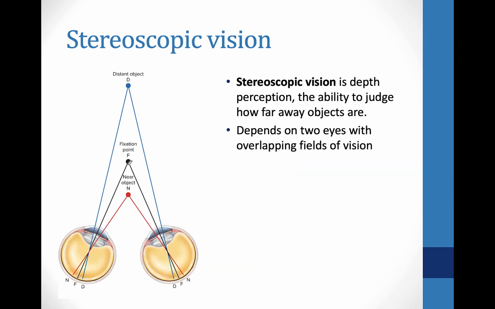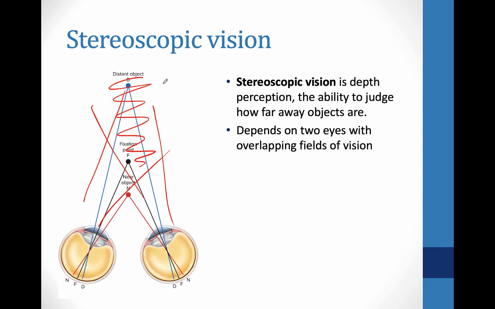Humans also have what's called stereoscopic vision, and that means that the visual field from each of these eyes overlaps here, and it allows for a good sense of depth perception and the ability to judge how far away an object is from the person. This is something that we see in all of the great apes, including chimpanzees and orangutans and humans, as well as other primates. And this is really important for judging distance.